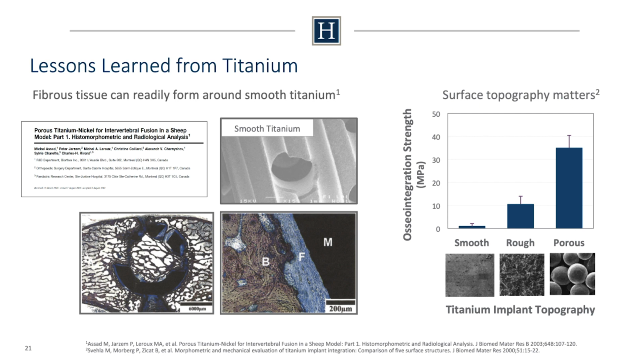On the right, we see data from an investigation of surface topography on the osteointegration of titanium implants. The graph of osteointegration strength shows smooth titanium bonds very weakly to bone, while porous titanium creates a strong bony interface. This clearly shows surface topography plays a role in the osteointegration capabilities of an implant.